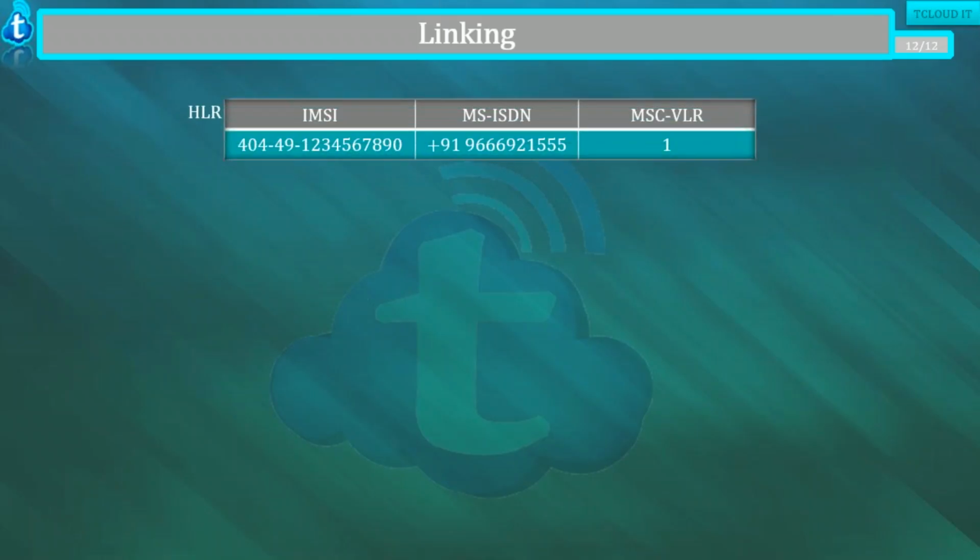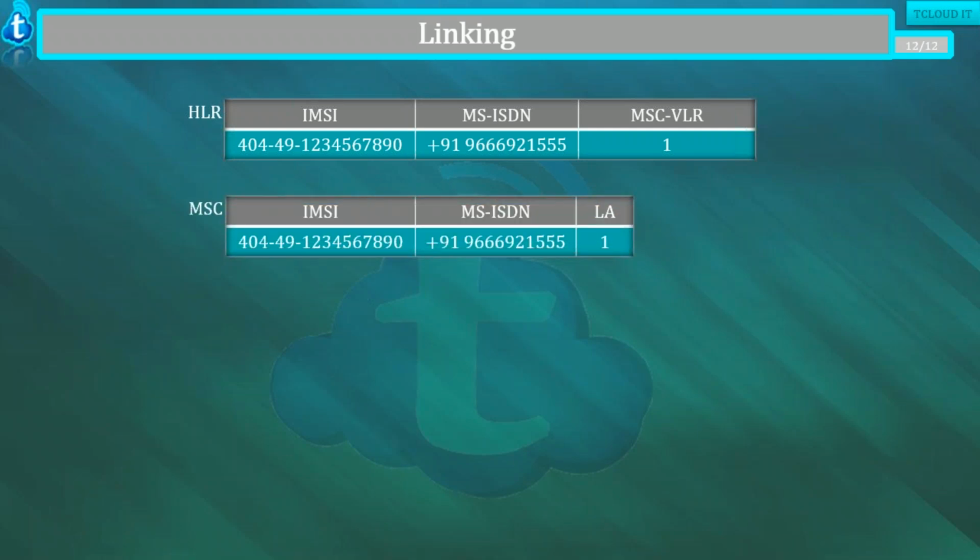So with the total linking, we can finish off today's session. So what is the linking? HLR is maintaining the mobile's IMSI number, MSISDN, and which MSC/VLR the mobile is present under. And that MSC is maintaining information about which location area this user is present under.